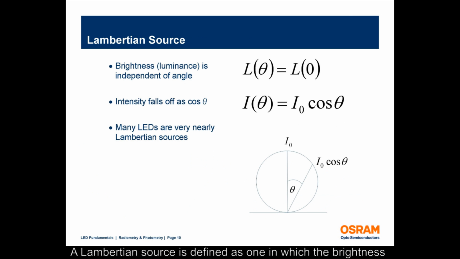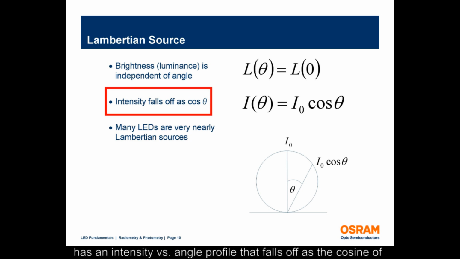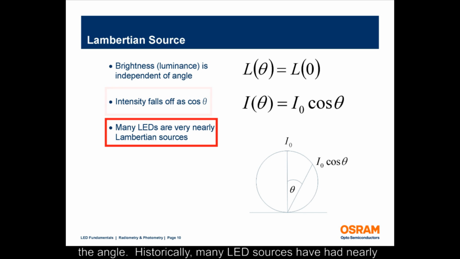A Lambertian source is defined as one in which the brightness, or luminance, is independent of angle. In other words, the off-axis luminance is the same as on-axis. Such a source has an intensity versus angle profile that falls off as the cosine of the angle. Historically, many LED sources have had nearly Lambertian beam distributions, simplifying certain calculations.